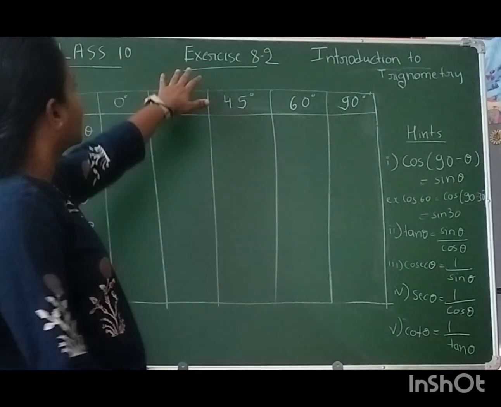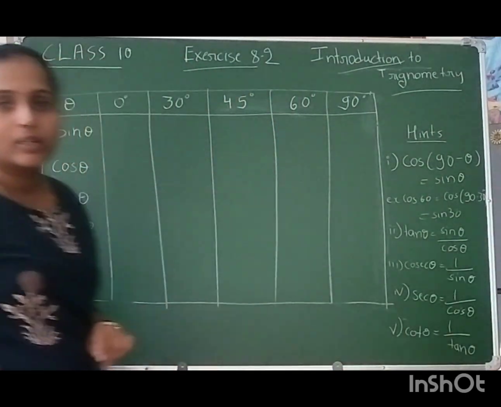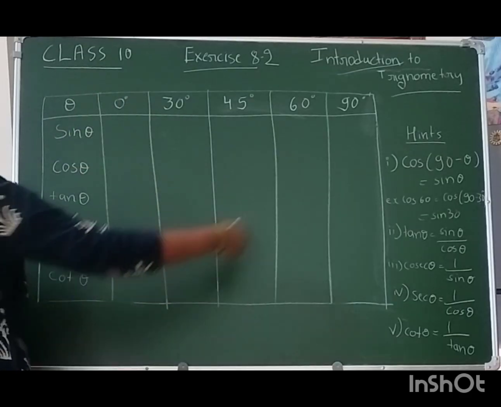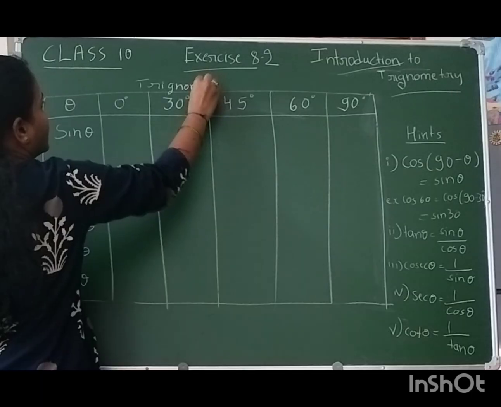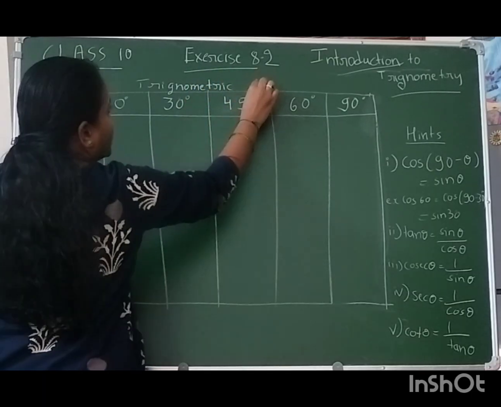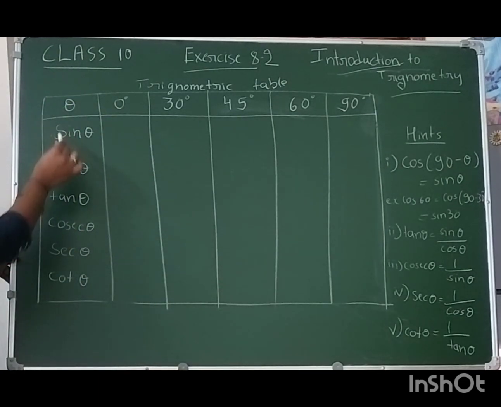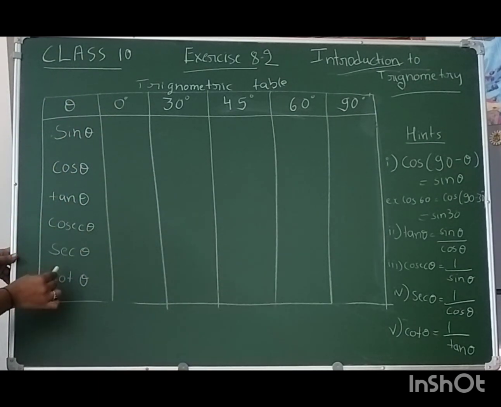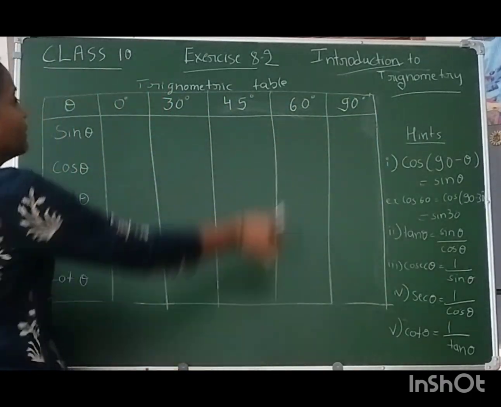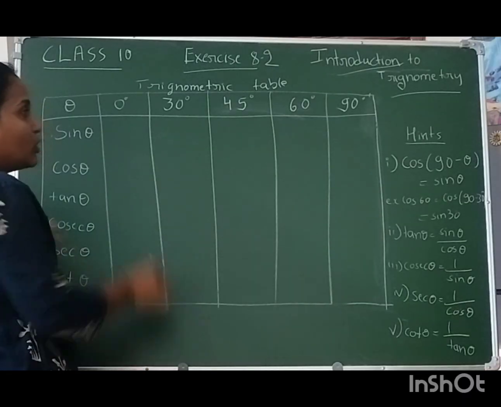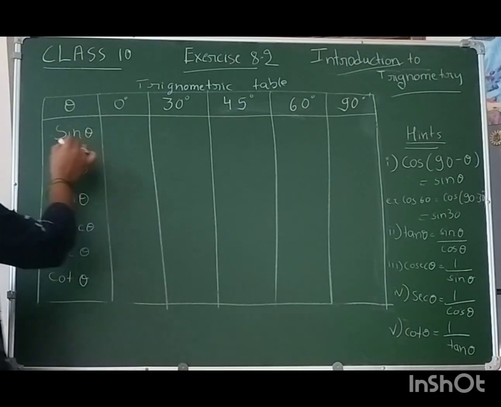Hi students, today we'll discuss exercise 8.2 of class 10, that is introduction to trigonometry. In this video we'll discuss how to tabulate the trigonometric table, which contains various trigonometric ratios sin theta, cos theta, tan theta, cosec theta, secant theta and cot theta, for various angles of 0 degree, 30 degree, 45 degree, 60 degree and 90 degree. Using some hints, we'll discuss it later.